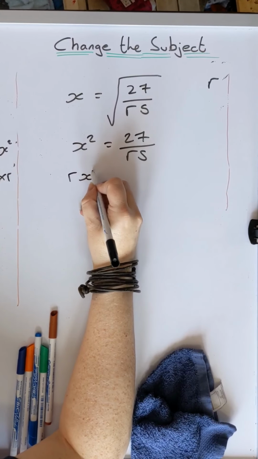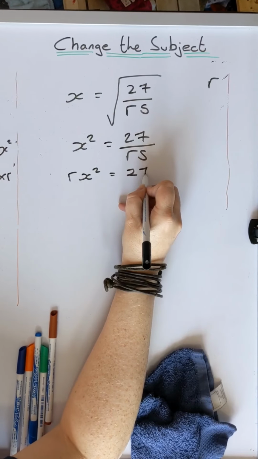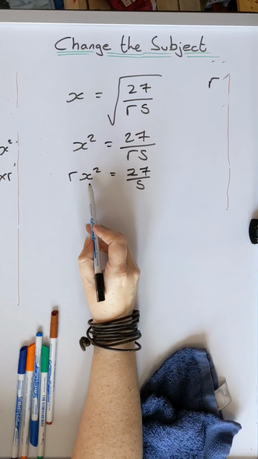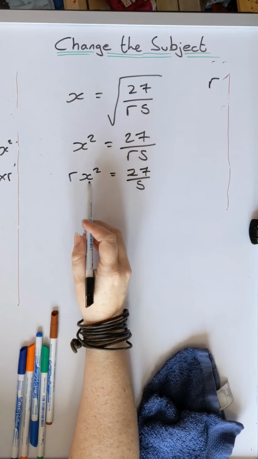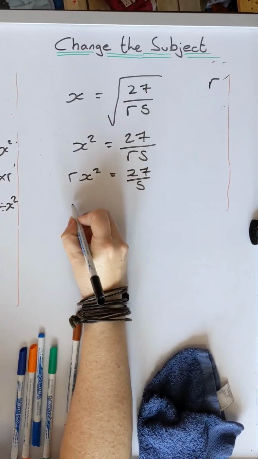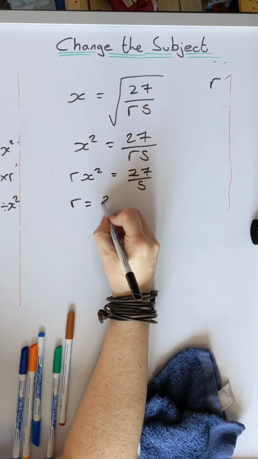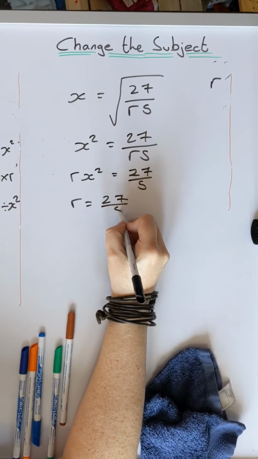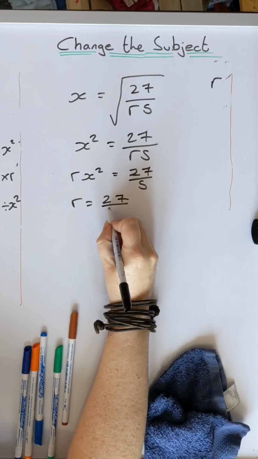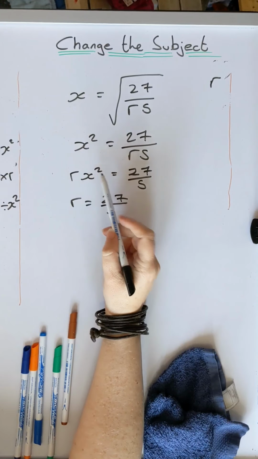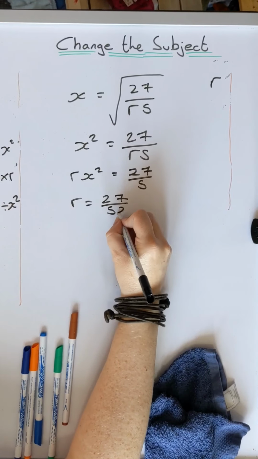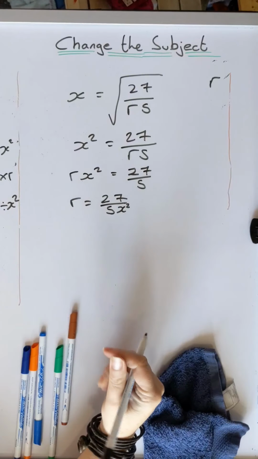We get r x squared equals 27 over s. And now we want to get this x squared out of our way. We need to divide both sides by x squared. So we get r equals 27 over s. Oh, that's not a 1, that's an 8 over s. And that x squared has gone from being a multiplier here to the divider on this side, so x squared.